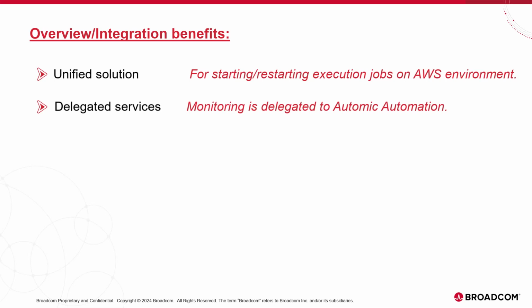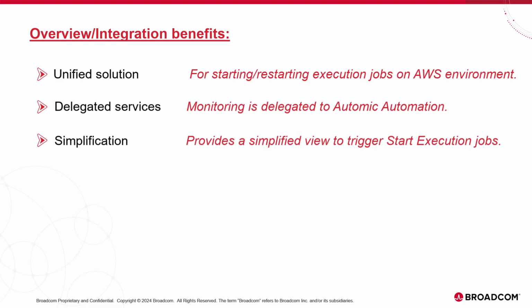AWS Step Functions' role is reduced to executing the tasks. All other functions, especially those pertaining to automation, are delegated to Automic Automation. This means that we don't have to log into the AWS Step Functions environment and keep on refreshing it ourselves. Automic Automation manages all the execution and monitoring aspects. The integration provides a simplified view to start, cancel, and restart state machines in AWS Step Functions without having to leave Automic Automation.